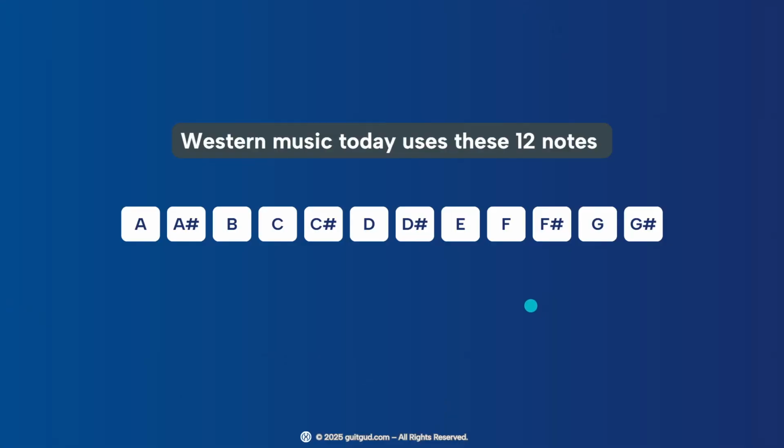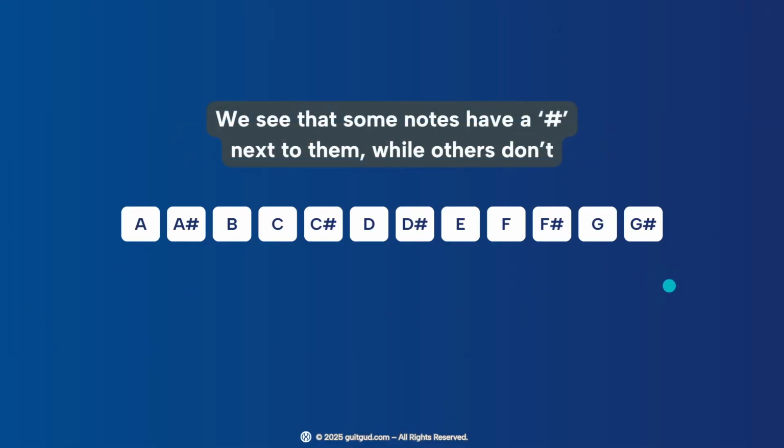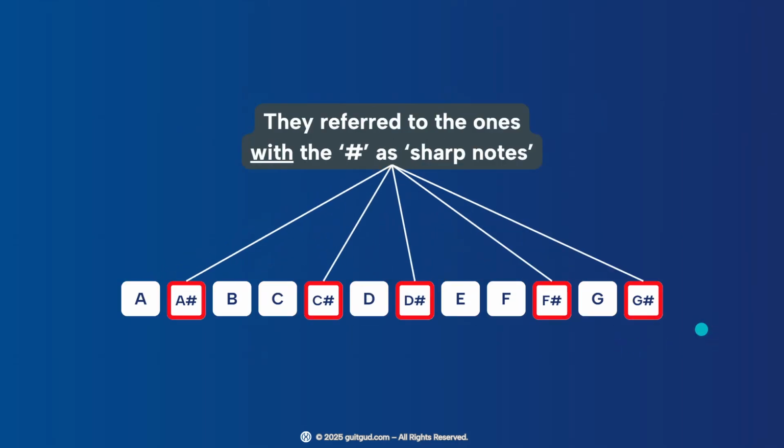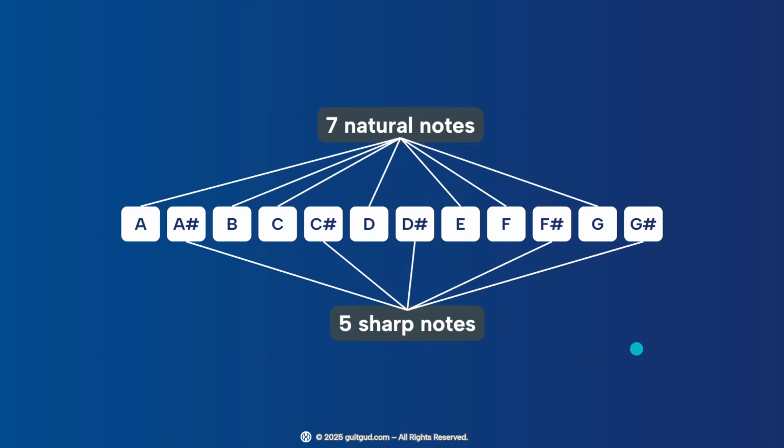Western music today uses these 12 notes. We see that some of the notes have a hash next to them, while others don't. The ancient Greeks referred to the ones without the hash as natural notes. So we see we've got A, B, C, D, E, F, and G. These are our natural notes. They also refer to the ones with the hash as sharp notes. So now we have A sharp, C sharp, D sharp, F sharp, and G sharp. So now we can see that we have 7 natural notes and 5 sharp notes.